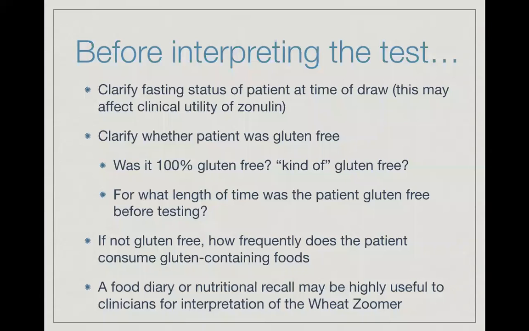Before interpreting the test, first clarify the fasting status of the patient at the time of the draw. This may affect the clinical utility of the marker zonulin. Clarify whether your patient was gluten-free. Was it 100% gluten-free or kind of trying to be gluten-free? For what length of time was the patient gluten-free before testing? If not gluten-free, how frequently does the patient consume gluten-containing foods? A food diary or nutritional recall may be highly useful to clinicians for the interpretation of the Wheat Zoomer.